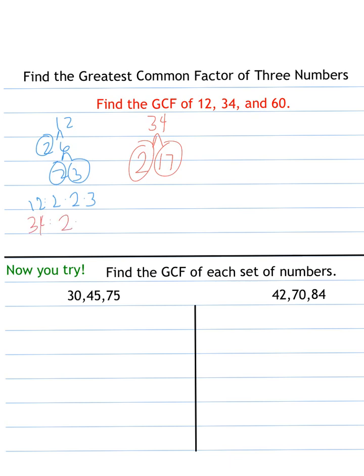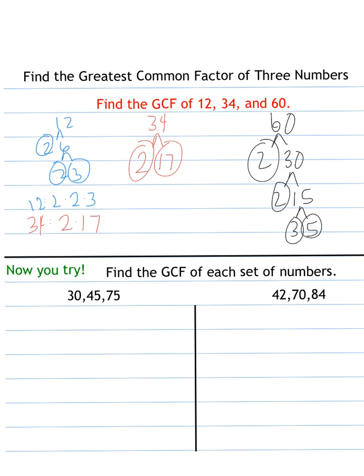34 are 2 times 17. And then our last one, 60, I'm going to split that up into 2 and 30, 2 and 15, and 3 and 5. So for 60, we have 2 times 2 times 3 times 5.